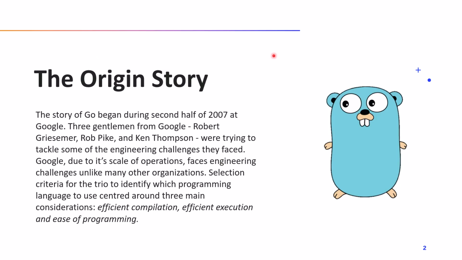The origin story: Go began during the second half of 2007 at Google. Three gentlemen from Google, Robert Griesemer, Rob Pike and Ken Thompson, were trying to tackle some of the engineering challenges they faced. Google, due to its scale of operations, faces engineering challenges unlike many other organizations. Selection criteria for the trio to identify which programming language to use centered around three main considerations: efficient compilation, efficient execution, and ease of programming.